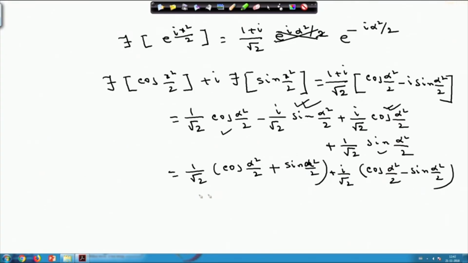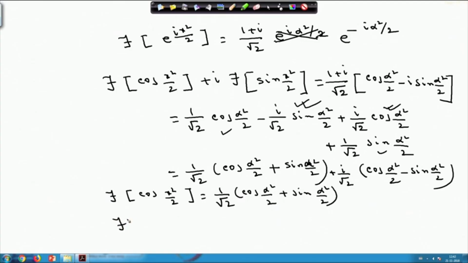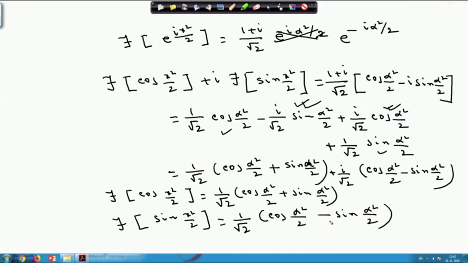So, from here you see, now I can write down the Fourier transform. If I equate the real part, Fourier transform of cos of x square by 2 is nothing but 1 by root 2 into cos of alpha square by 2 plus sin of alpha square by 2. I can write down easily. And similarly, if I equate the imaginary part, Fourier transform of sin of x square by 2 is equal to 1 by root 2 into cos of alpha square by 2 minus sin of alpha square by 2. So, you are trying to find out this thing separately.